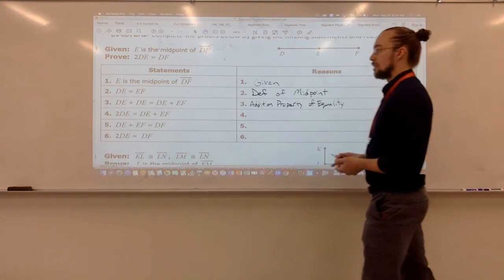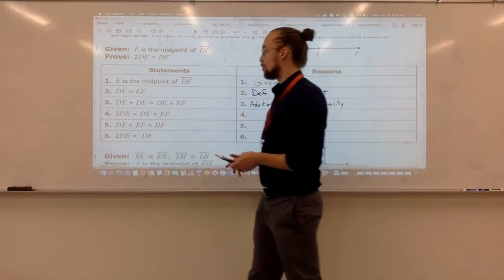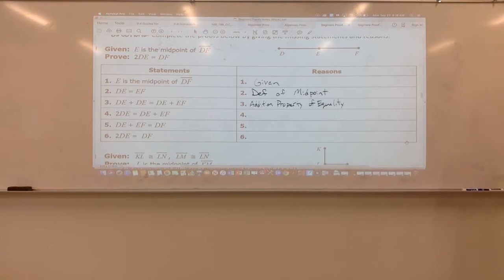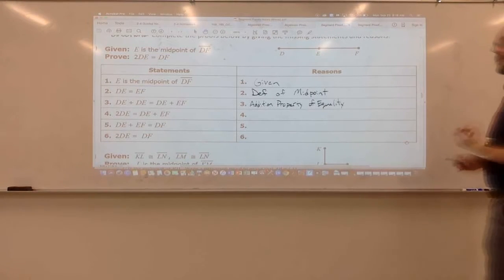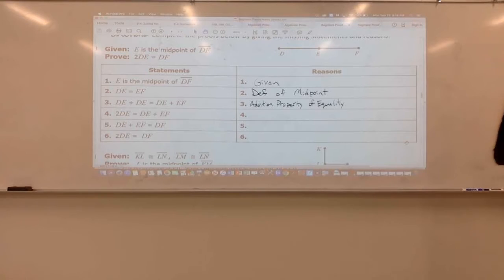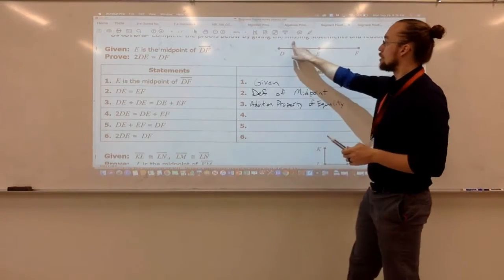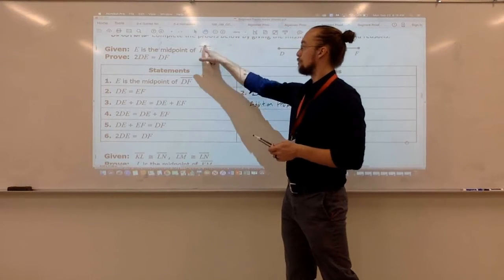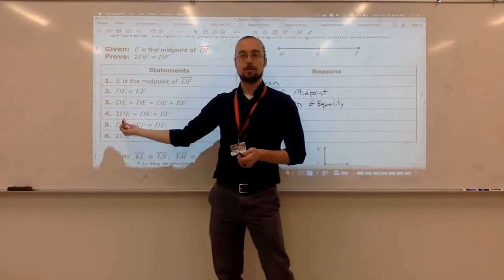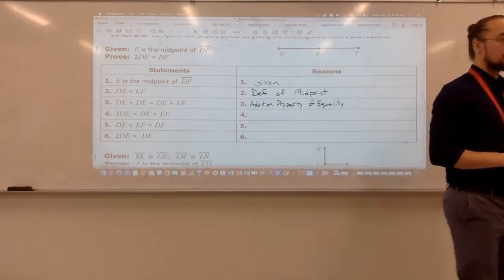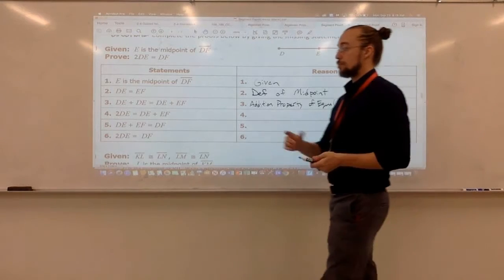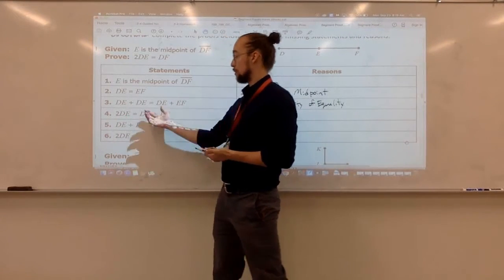Okay, so now we went from DE plus DE equals DE plus EF to 2DE equals DE plus EF. The multiplication property is only if I'm multiplying both sides of the equation by the same thing, right? We didn't look at enough examples of this. I just kind of briefly mentioned it, but this is just combining like terms, right? It's only the addition, subtraction, multiplication, or division property if I'm doing that to both sides of the equation, right? We can just put combine like terms as a step, okay? And that's all we did here, right?